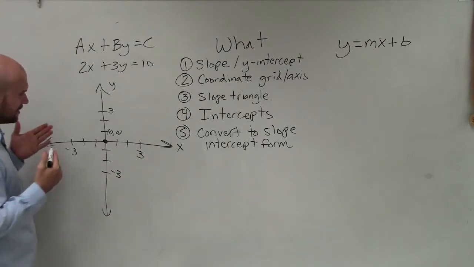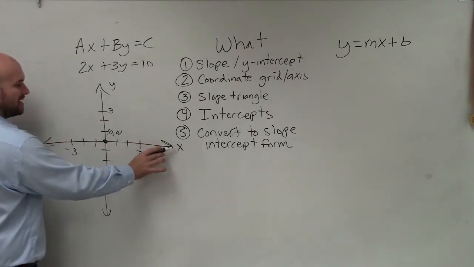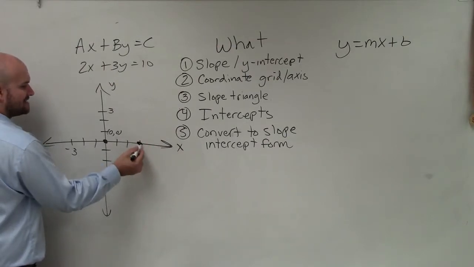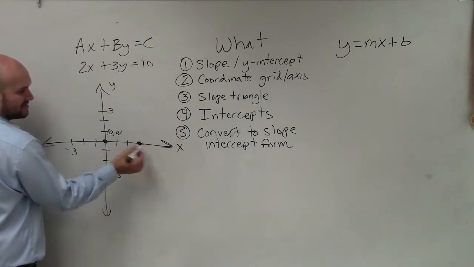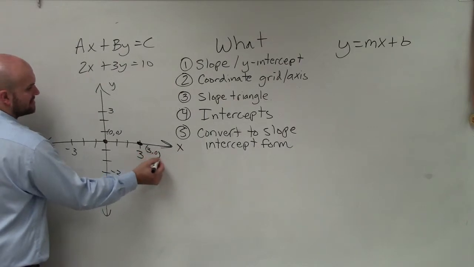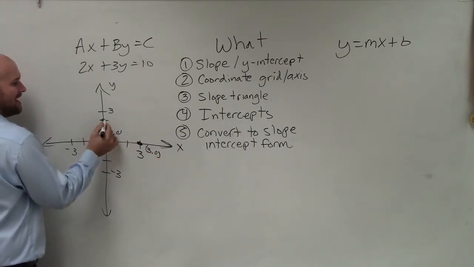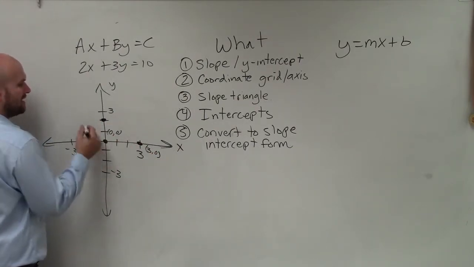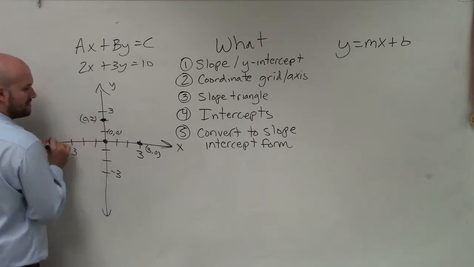Notice that here's the x-axis. Whenever a point crosses the x-axis, that's what we call the x-intercept, and that would be the coordinate point 3, 0. Whenever a point crosses the y-axis, we call that the y-intercept, and this would have a coordinate point of 0, 2.